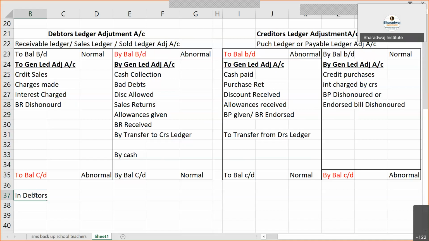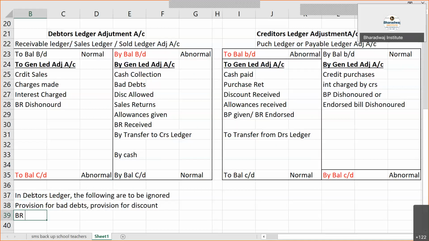Please note this. In debtors ledger, the following are to be ignored. Provision for bad debts. Provision for discount. Bills receivable discounted. What is the journal entry for discounting the bills? Bank account and discount account debit to bills receivable account.